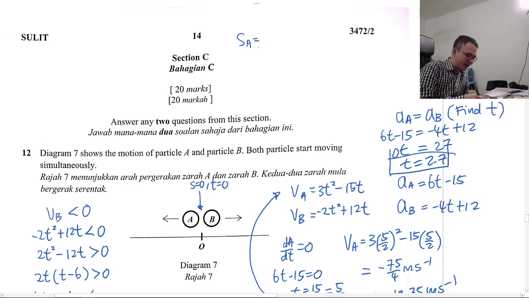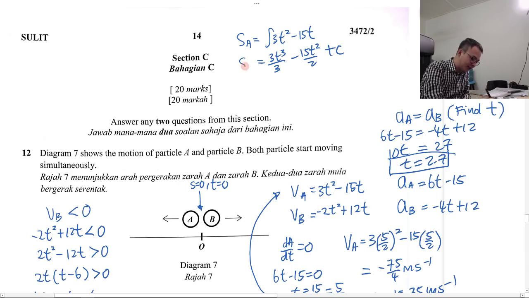So in order to find S, I need to integrate V. So I need to integrate 3t squared minus 15t. So I will get 3t cubed over 3 minus 15t squared over 2 plus c. This is my SA. And in order to find c, I will sub s equals 0, t equals 0. I got 0, 0 plus c. So c equals 0, right? So therefore, I got my S equation. The 3 and 3 I can simplify, so no more 3, just the t cubed. Okay, this is my SA.